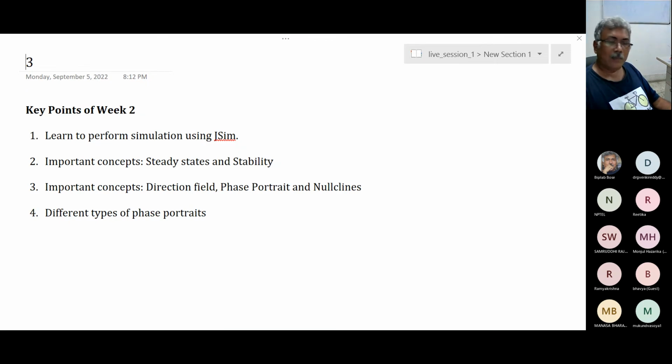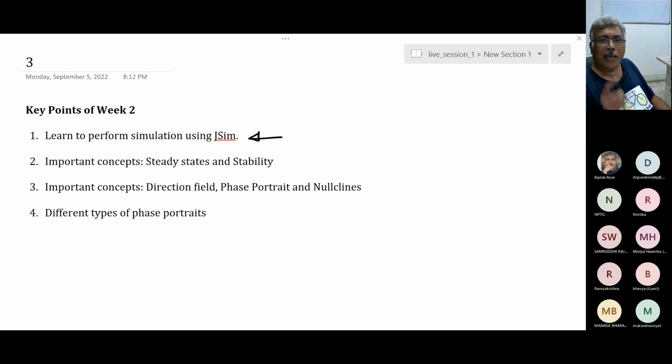So I'll insist, please learn how to use it. At least learn JSim. If you have interest, you may learn some other tools, but at least learn how to use JSim. It is a very handy tool, very easy to use. Its learning curve is very smooth. You can easily learn. And the best part is, if you go to the JSim web page, there are lots of tutorials, lots of models given there. They have a library of models. You can download those models, play with them and learn. So I insist, please look into JSim.